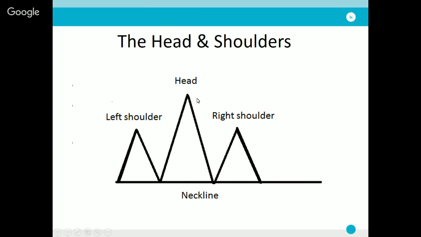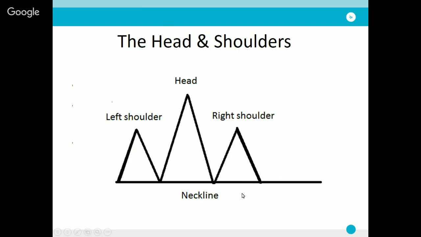Sellers step in again, much more aggressive this time, and drive price back down. We move back into this support formed here, which now becomes the neckline. Buyers step in one last time to try and drive price up. But this time, they're unable to get back as high as this high, and they actually stall out at the point of the initial highs. We then break down and trade back into the neckline and anticipate the breakdown below.